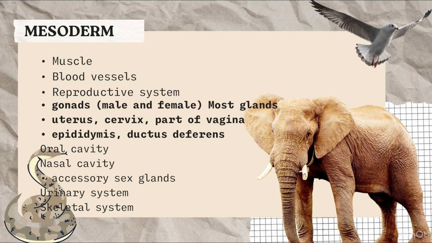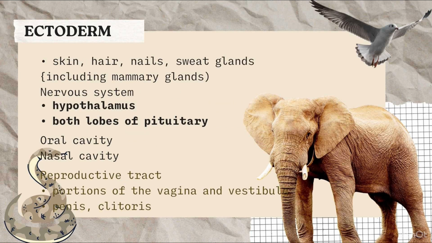For the mesoderm, we have the muscle, blood vessels, reproductive system, which are the gonads in male and female, uterus, cervix, part of vagina, epididymis, ductus deferens, accessory sex glands, urinary system, and skeletal system. For the ectoderm, we have the skin, hair, nails, sweat glands, including mammary glands.